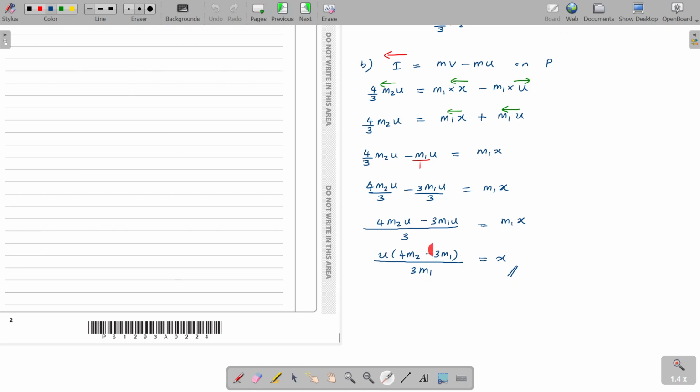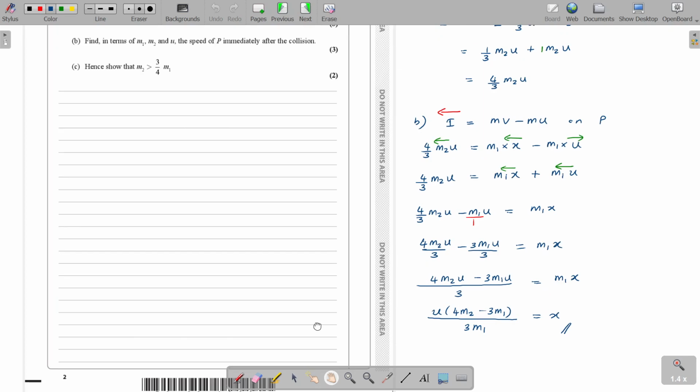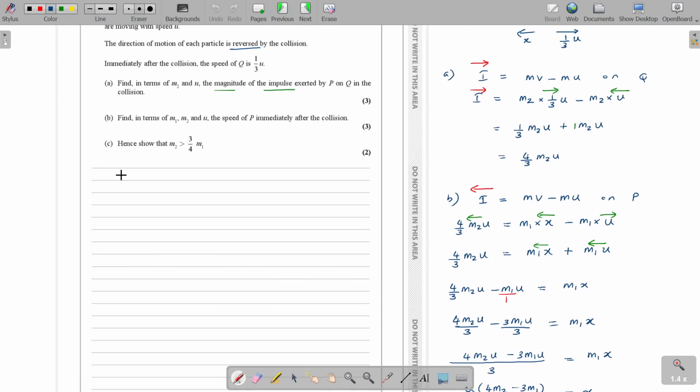It must be positive. Remember, sometimes when you use these assumed directions, you get negative answers, and then that means the direction you use is wrong. But here, is this an assumed direction for X? No, it was given in the question, which means X must definitely be a positive answer. So then you can write here for part C, X is definitely greater than 0.